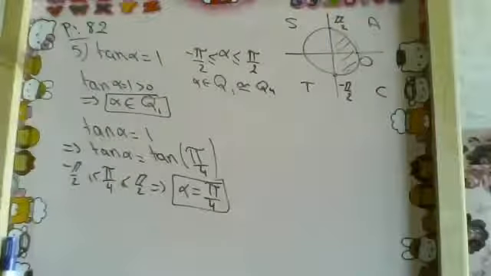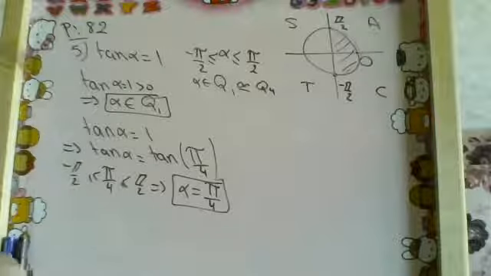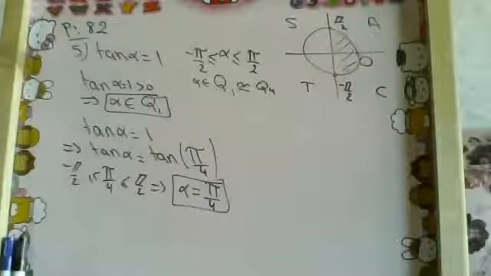Part 6: tangent alpha is equal to negative radical 3. Are you done?